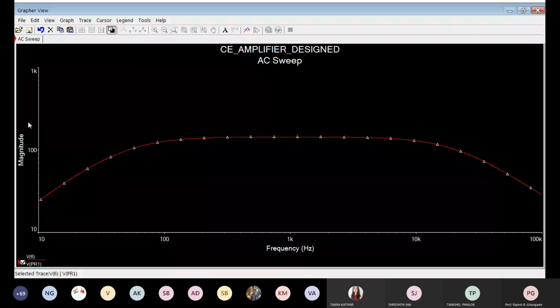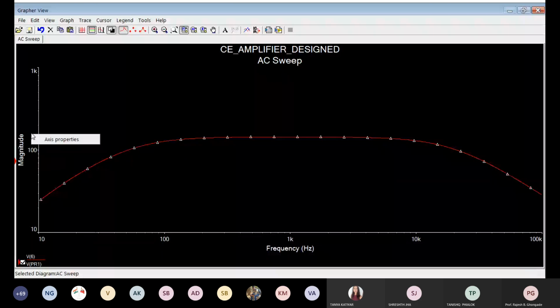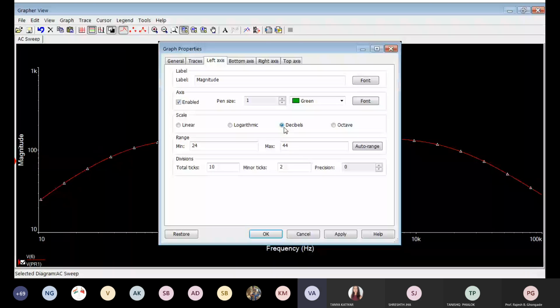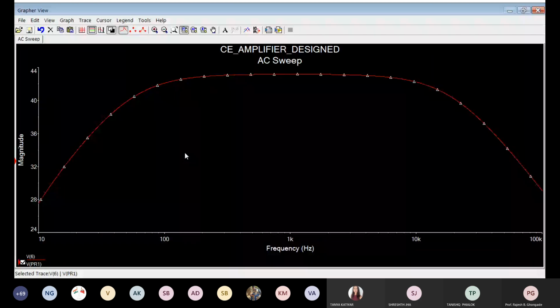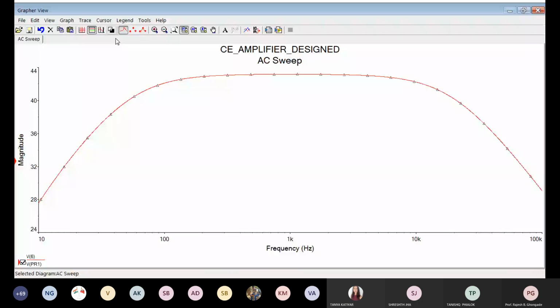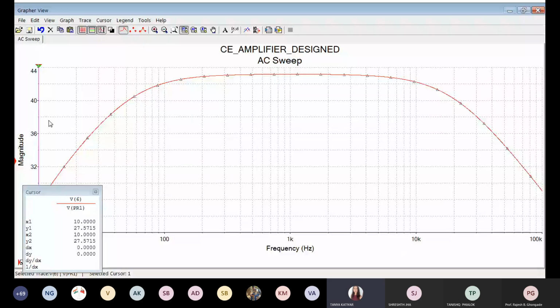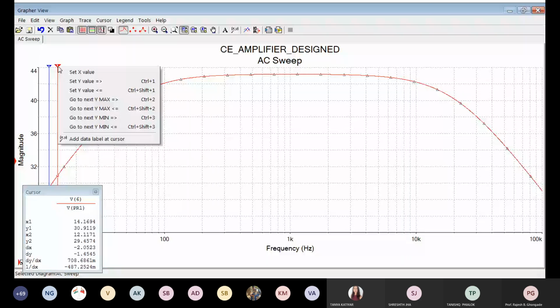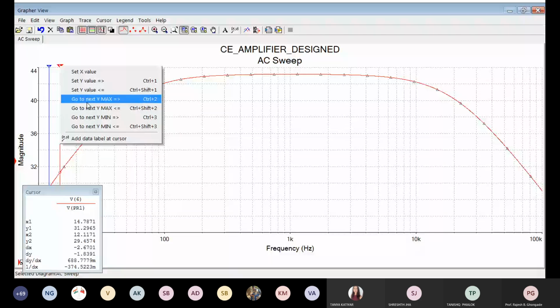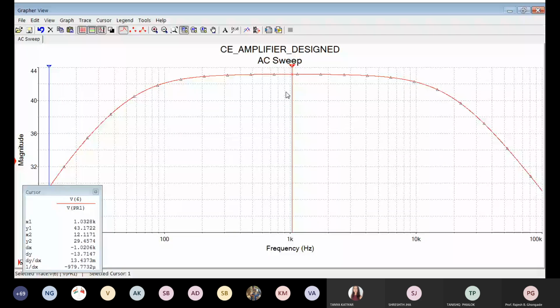One thing that has to be done always to verify, go into the axis properties, y-axis, and of course you have to have that in decibels. I don't like the black background, so you can just put on the grid over here. And let us find out the bandwidth from here. So to do that, please note that very carefully. I will select a cursor here and right click to Y max. That is the maximum or the mid frequency gain that I am getting.